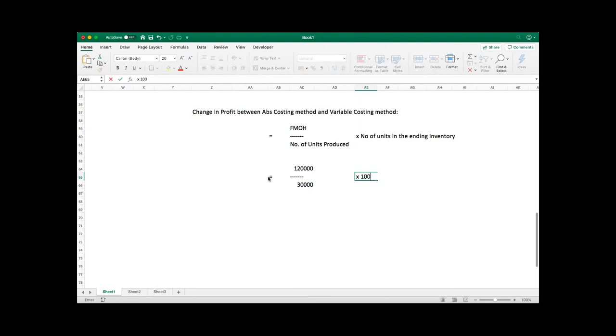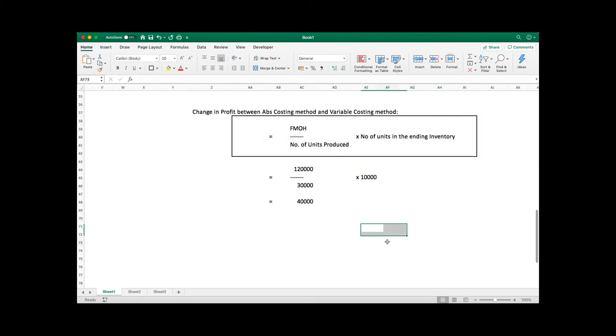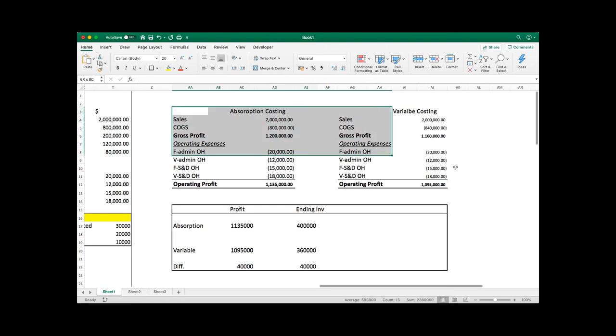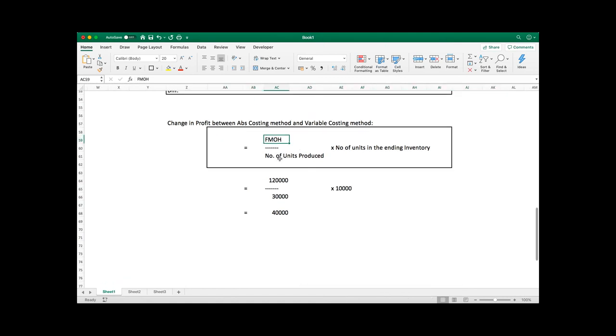Let's go back and check the difference in the profit here. Say the difference in the profit is 40,000. Now, what is the fixed manufacturing overhead? See, 120,000. Use the same formula here. Let me change it to the numbers now. Yes, fixed manufacturing overhead is 120,000, divided by number of units produced 30,000, multiplied by the number of units you have in stock, 10,000 units. Okay. What is the amount here? Yes. 120,000 divided by 30,000 times 10,000. You got the same amount.